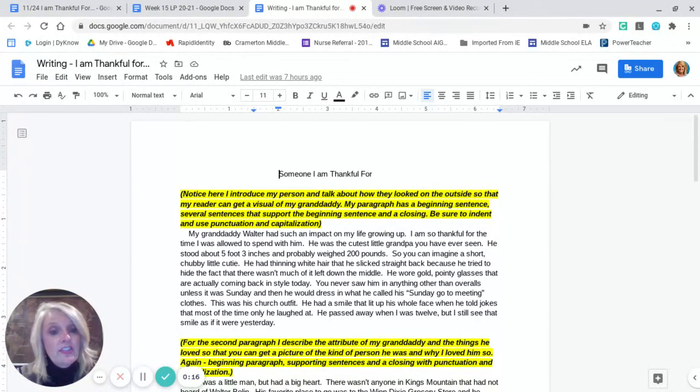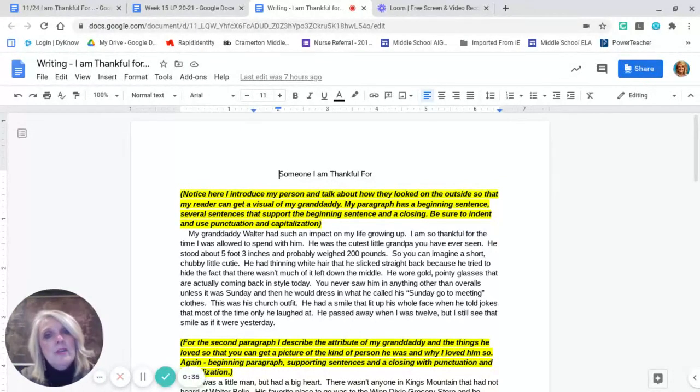When I was your age, my favorite person in the whole world was my granddaddy, and his name was Walter. And he passed away when I was in the sixth grade, actually, at your age. So he was someone that I'm thankful for. So I'm writing my essay about someone who's in the past.